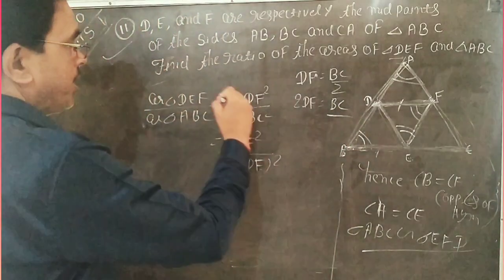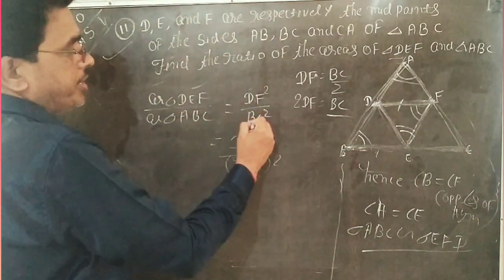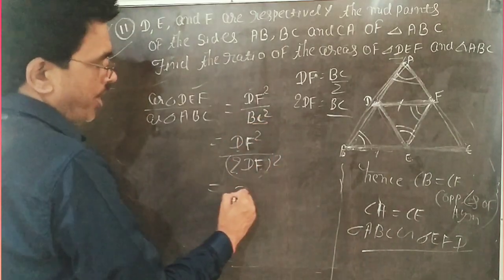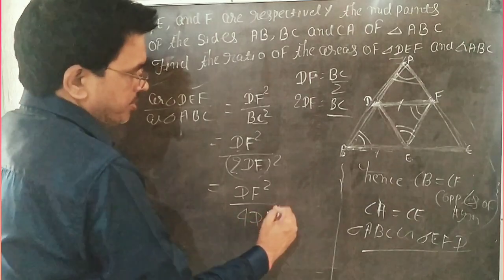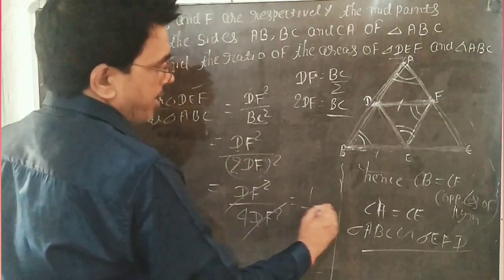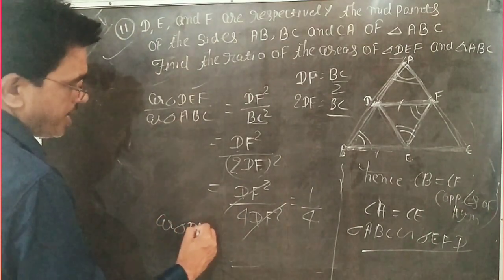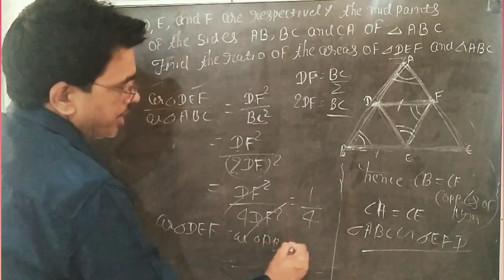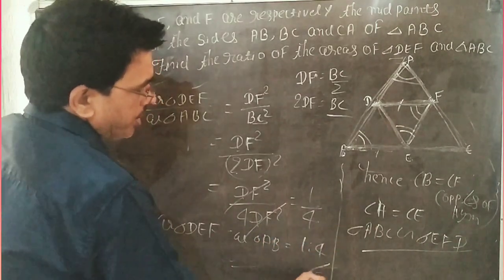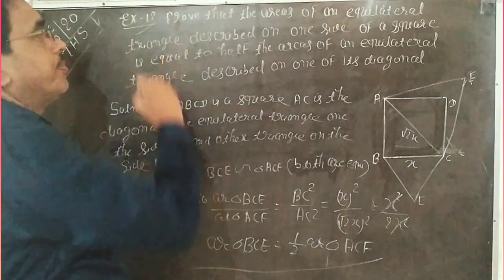So I write here DF square by BC square. This BC you write as 2DF. Then what you get is DF square by 4DF square. DF cancels, it is 1 by 4. Then area of triangle DEF to area of triangle ABC is 1:4. That is your solution. Now see example question number 12.